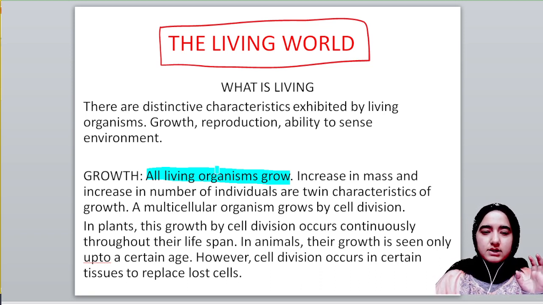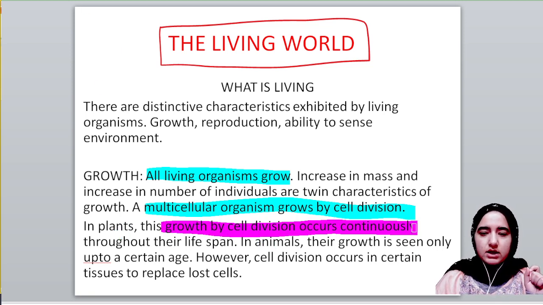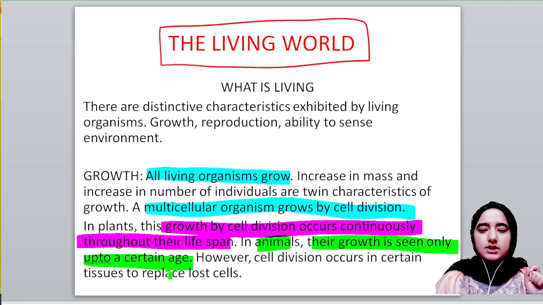These are the characteristics of growth. Multicellular organisms grow by cell division, as I already told you. Talking about plants, this growth by cell division occurs continuously throughout their lifespan. But talking about animals, their growth is seen only up to a certain age.